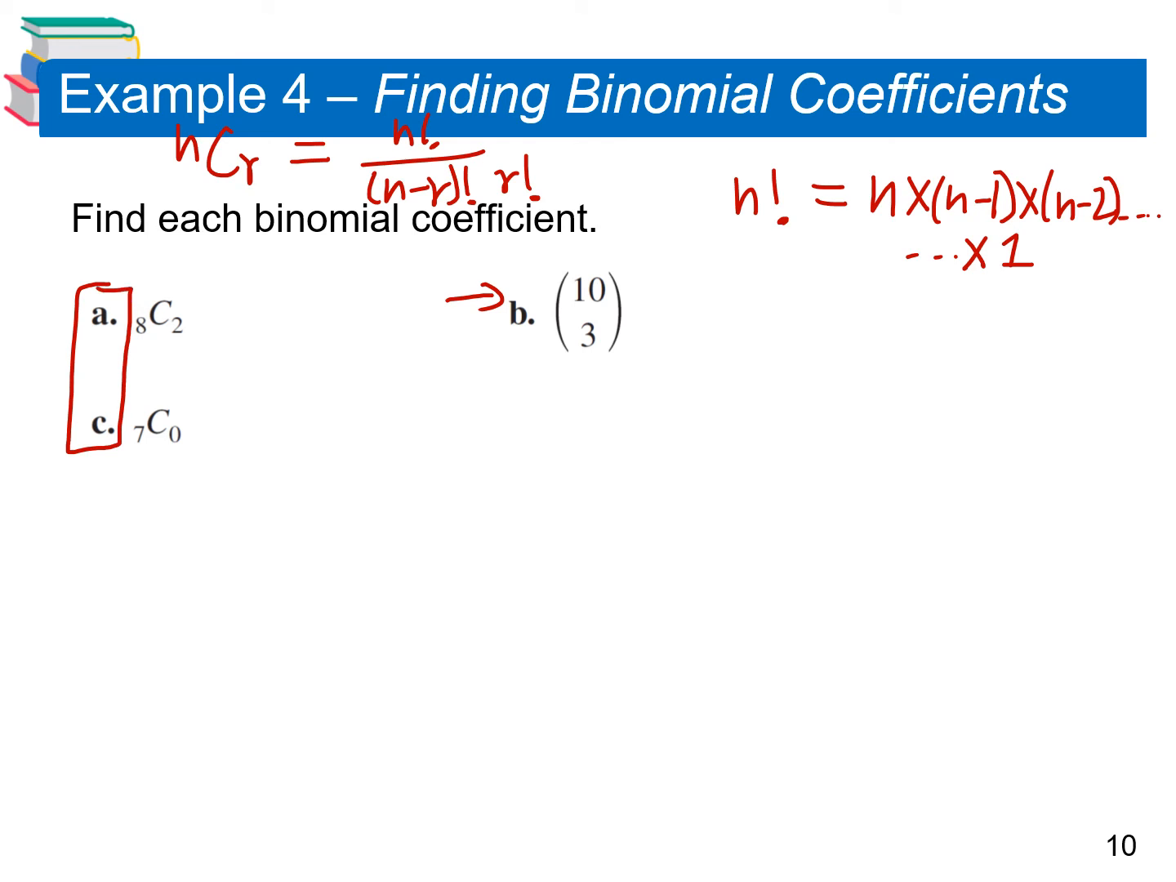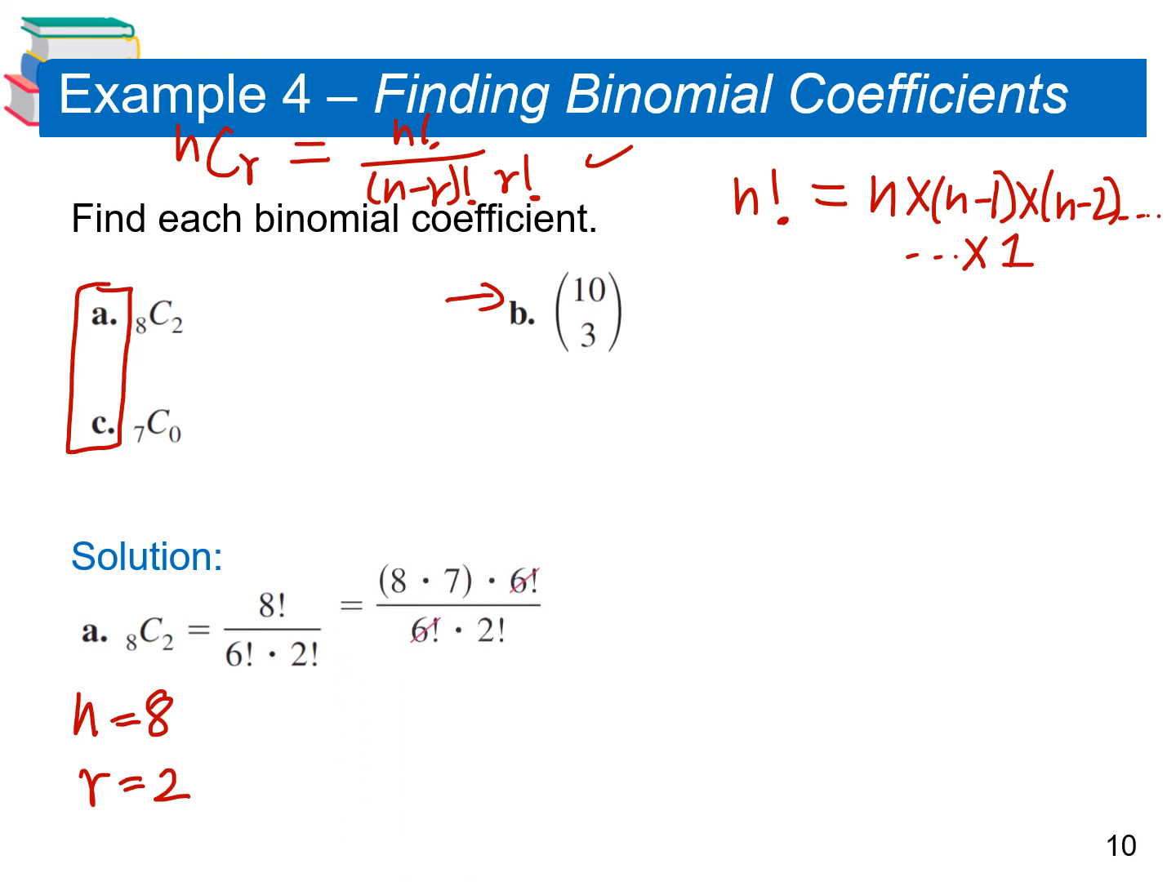So let's do A part. 8C2. I hope you all can compare. n is 8, r is 2 here. That means we are selecting 2 out of 8. So with this formula, now you can substitute the value. n is 8, r is 2. So 8 factorial over 6 factorial multiplied with 2 factorial. Now how do you simplify? There is a trick.